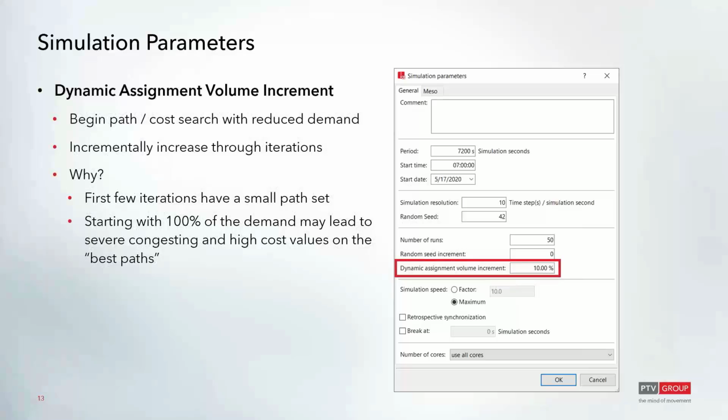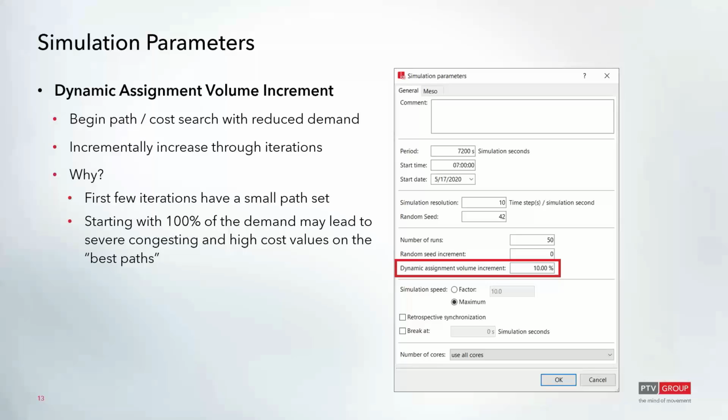And then the final adjustment in simulation parameters deals with the dynamic assignment volume increment setting. When you're running DTA, it can be extremely helpful to start off the model with low volumes and then slowly ramp up that volume until 100% is reached. And this is really important just because the first few simulations are going to have a very small path set.